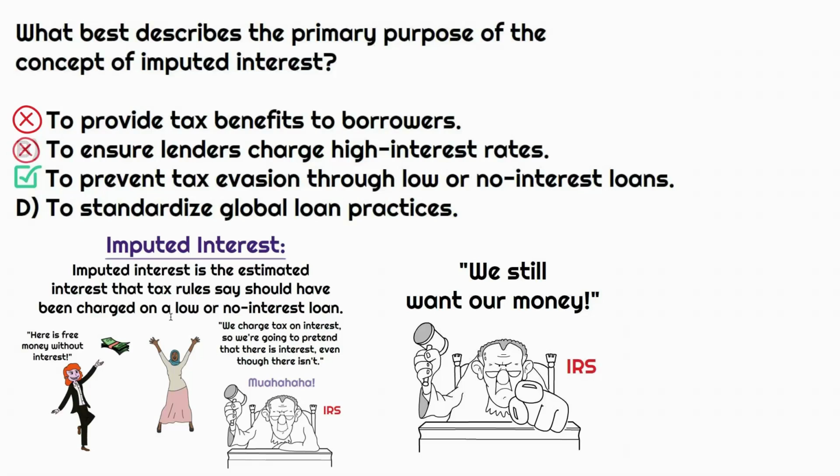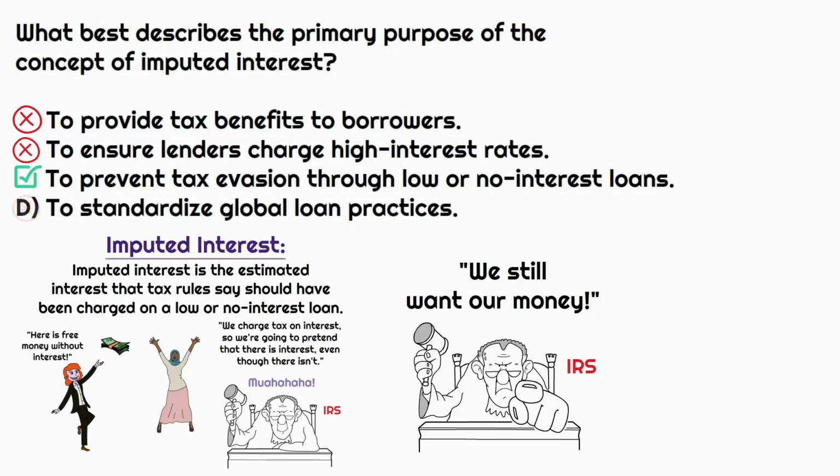To ensure lenders charge high interest rates is also incorrect because, again, the concept of imputed interest doesn't force lenders to charge high rates. It merely sets a minimum interest rate based on AFR for tax recognition purposes. So lenders can still charge rates below this, but the IRS is going to consider the AFR when determining the potential tax implications, aka taxable as interest income to the lender and potentially deductible as an interest expense to the borrower.